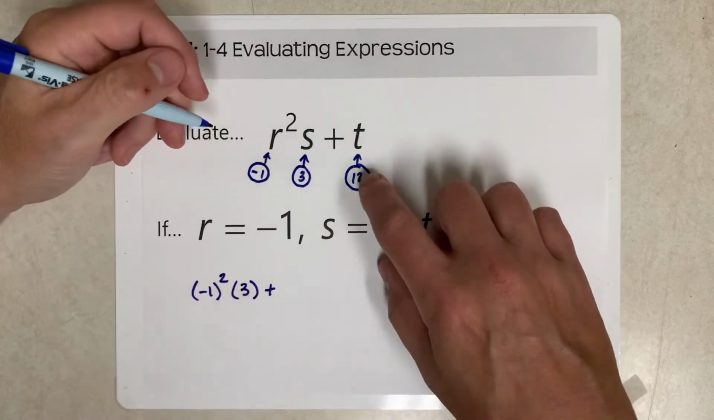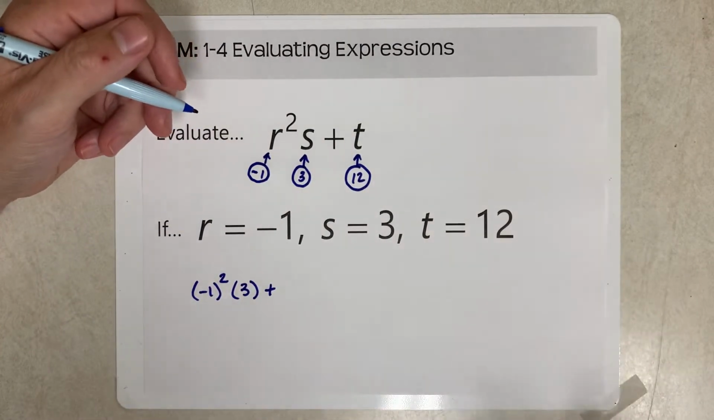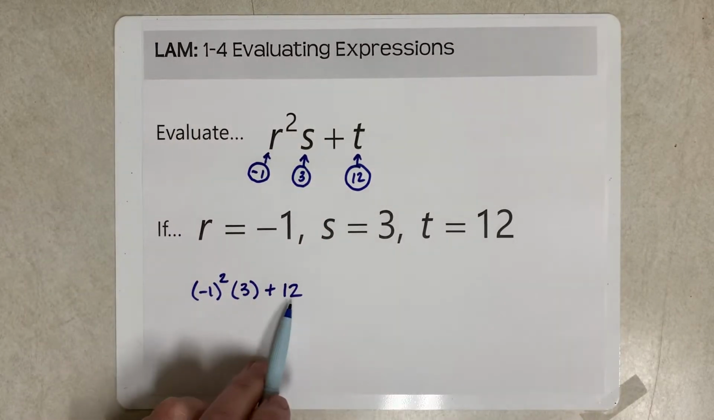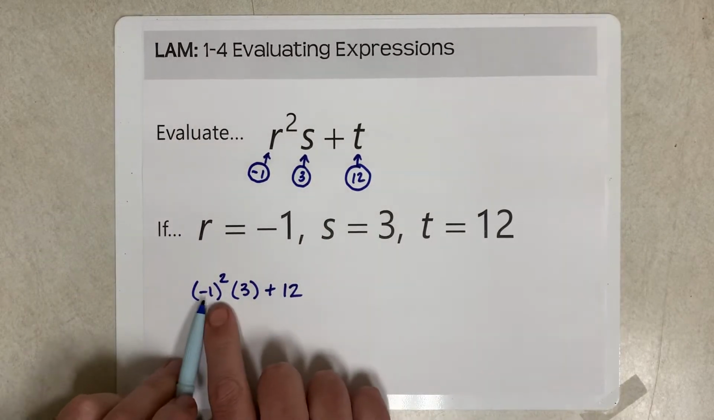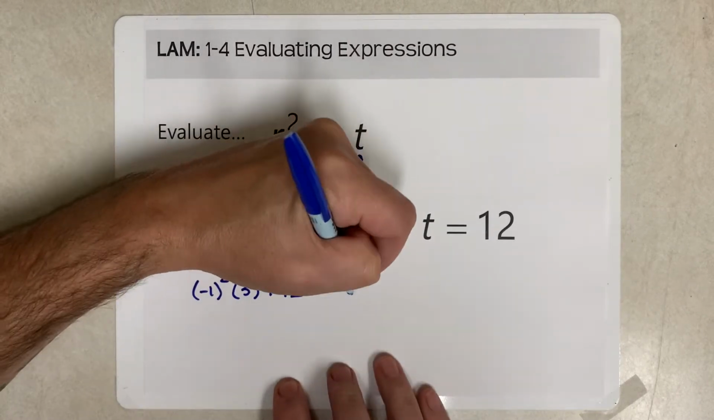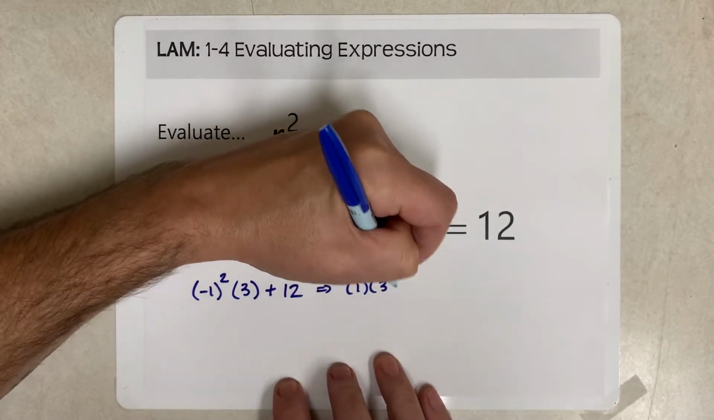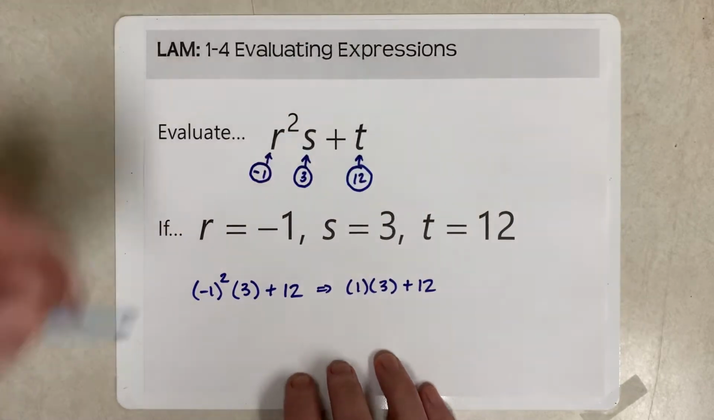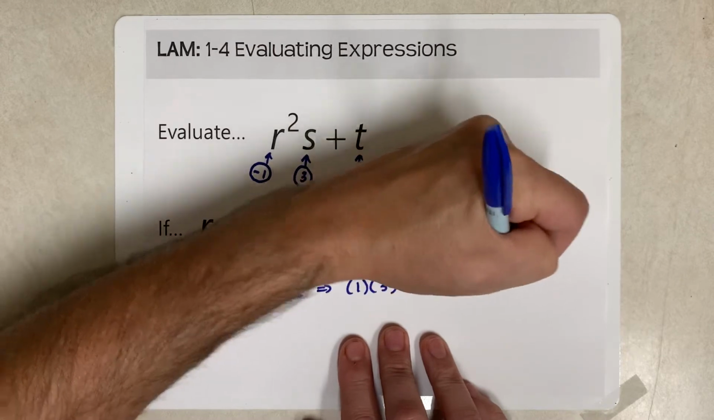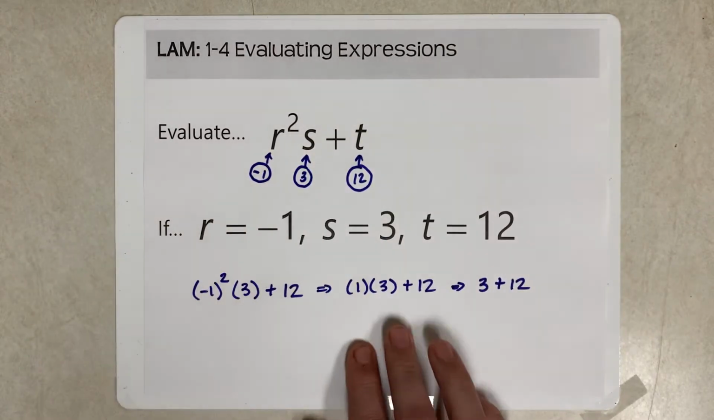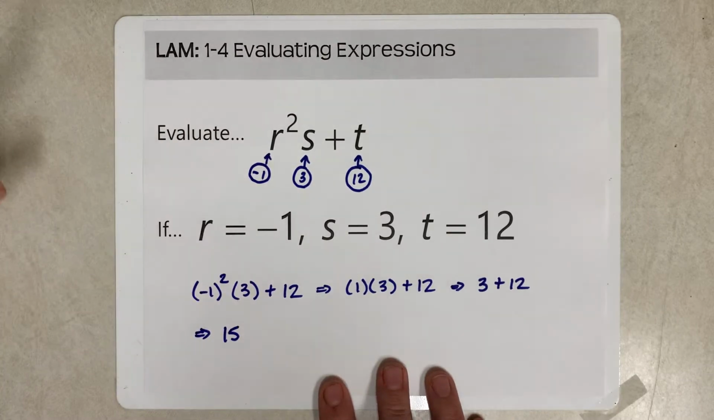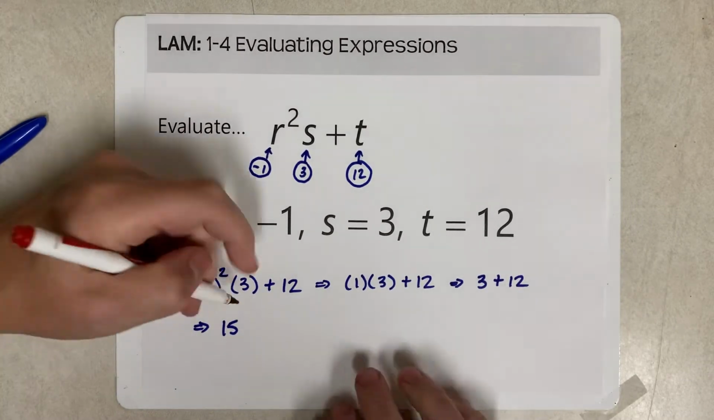Plus, it's just plus 12. I don't really have to put that 12 in parentheses because it's positive, so I'm just not going to. I'm going to just put plus 12 there. All right, let's talk about exponents. -1 squared is +1. So I have 1 times 3 plus 12. Multiplication, 1 times 3 is 3. And 3 plus 12 turns out to be 15, which is the correct answer for this one. So that's good.